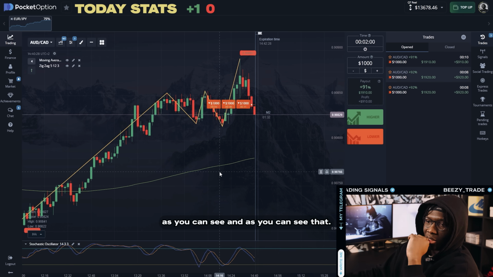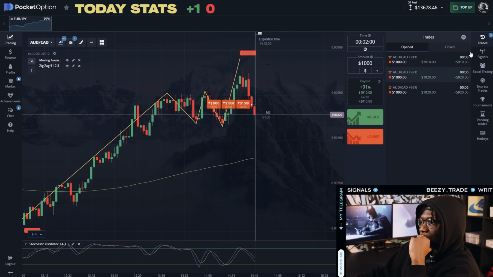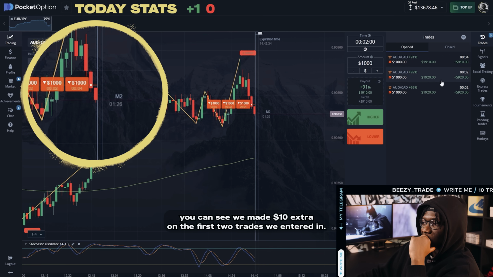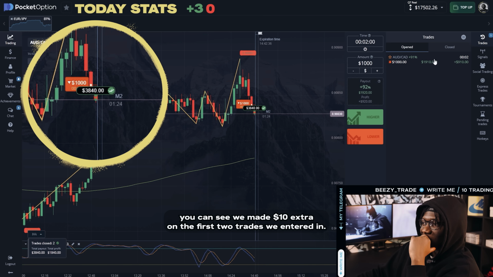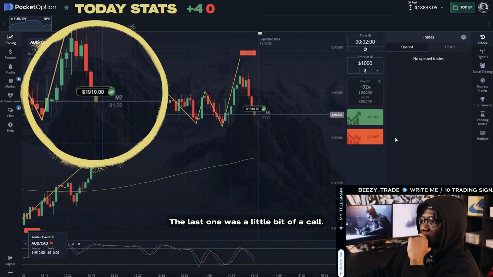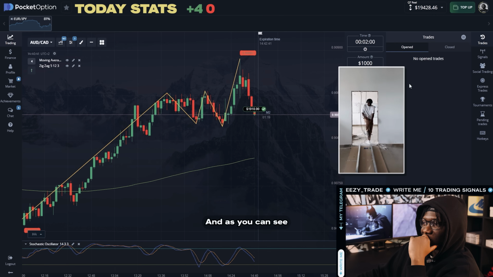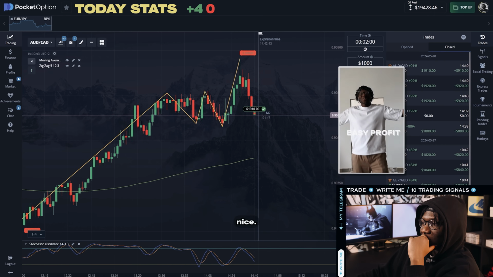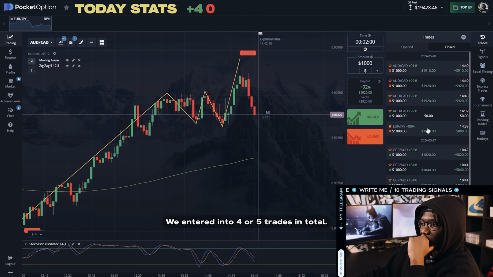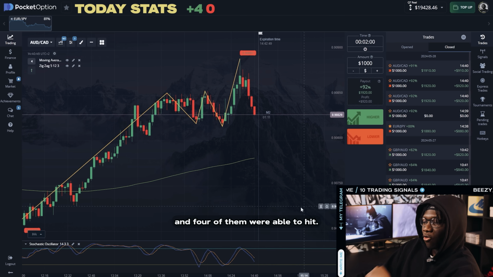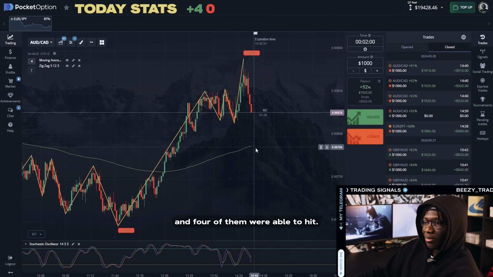As you can see, just when we enter a trade, you can see we made $10 extra on the first 2 trades we entered, and the last one was a little bit of a call. And as you can see, nice, we entered into 5 trades in total. 1 was a miss, and 4 of them were able to hit.